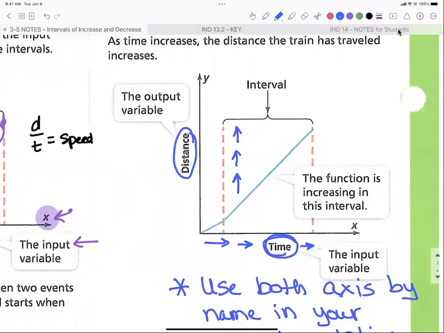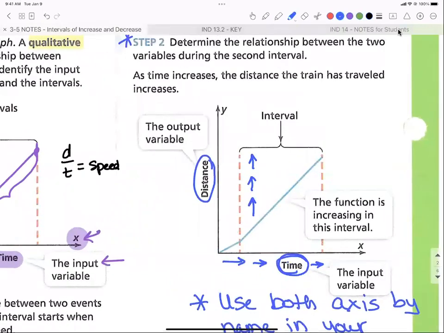So when you would actually write this out, and they've done it for you, you don't have to do it. I would just maybe put a star next to it as an example. As time increases, the distance the train traveled increases. That's describing the relationship. So whenever your homework says describe the relationship, that's what it's asking for. As fill in the blank, time, because that's the name of your x-axis here. As time increases, distance the train has traveled increases.